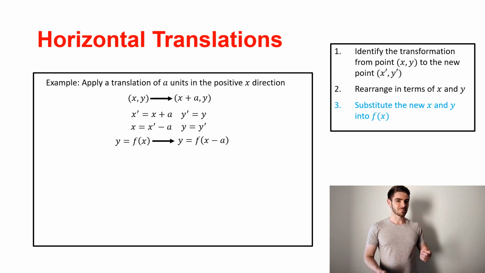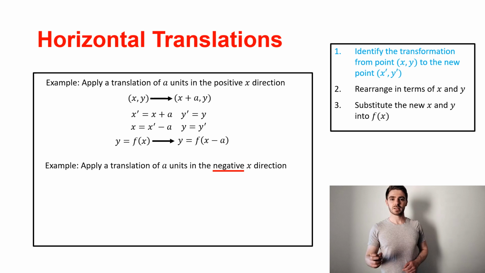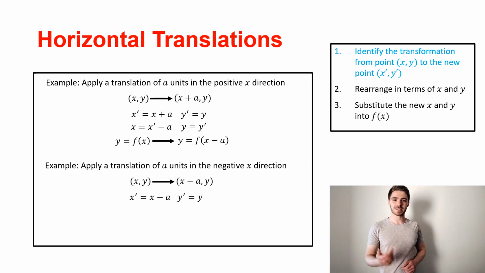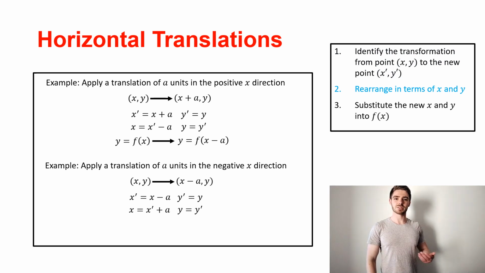Well, isn't that interesting? A shift to the right is actually described by a subtraction, not an addition. We're going to see a similar result if we try to shift to the left. A shift to the left is expressed by subtracting from the x-axis. But once we do our rearrangement, we'll see that it's actually described by an addition, not a subtraction.